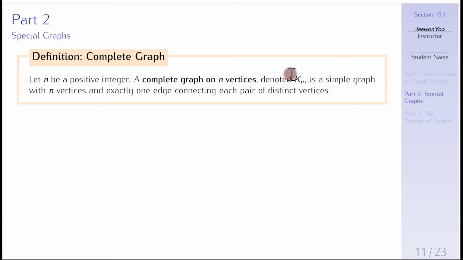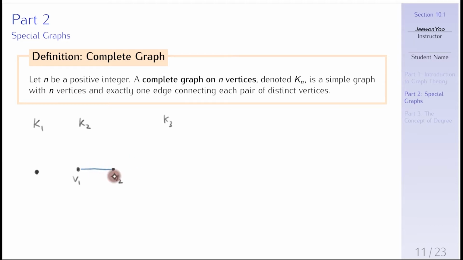For example, everyone, when we say K1, that means we only have one vertex. Then we don't have to worry about the edge. For example, it looks like this. K1 means only one vertex. That's it. That's a complete graph with one vertex. Now, let's suppose we have more than one vertex. Let's say K2. K2 means we have two vertices. Let's say V1 and V2, and connect them together. Because by the definition of the complete graph, we have to have exactly one edge connecting each pair of the vertices here.